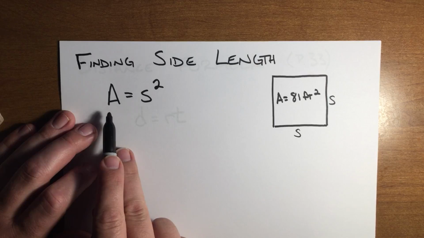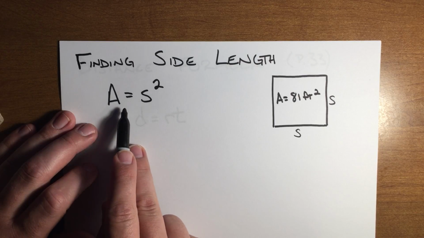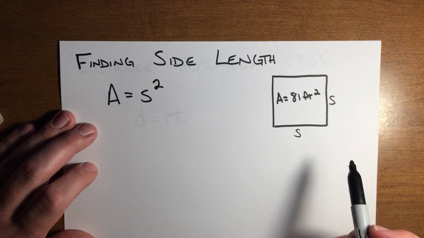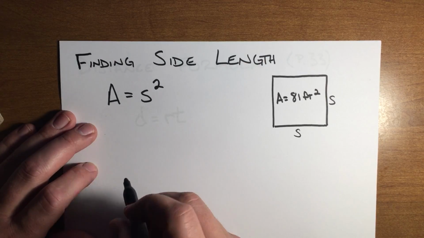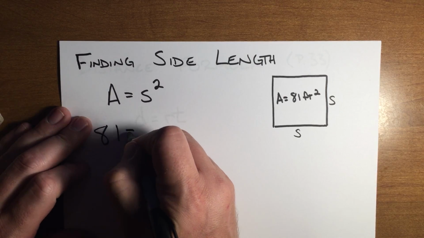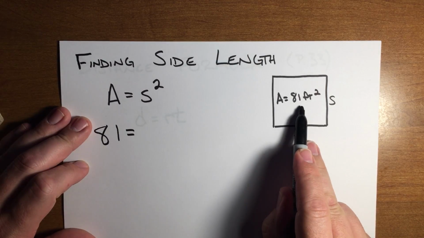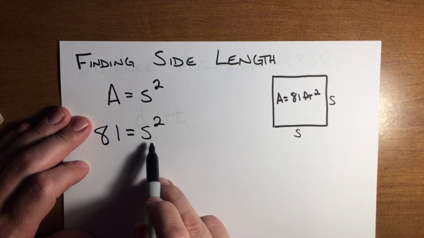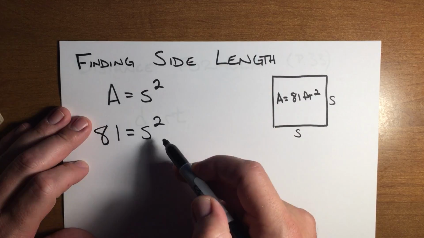So my area formula for a square is area is equal to side squared. And I'm going to plug in what I know. I do not know my S, but I do know that my area is 81. It's given to me right here. 81 is equal to S squared. I'm going to still plug in what I don't know. I'm just going to let it drop down.